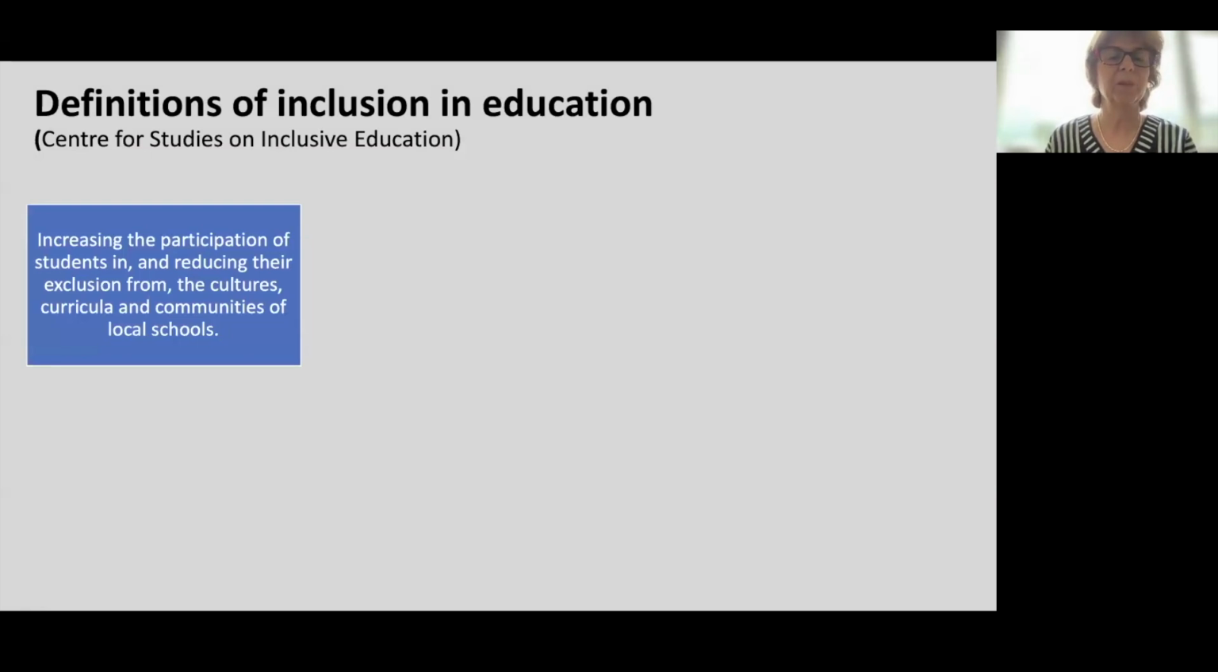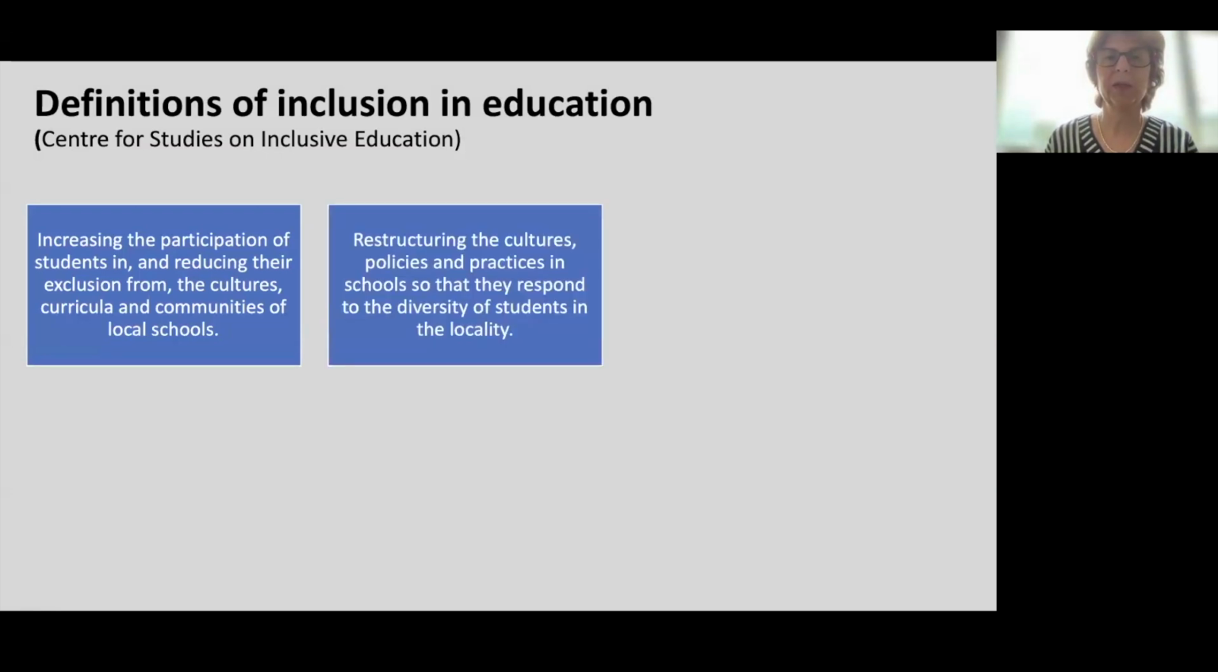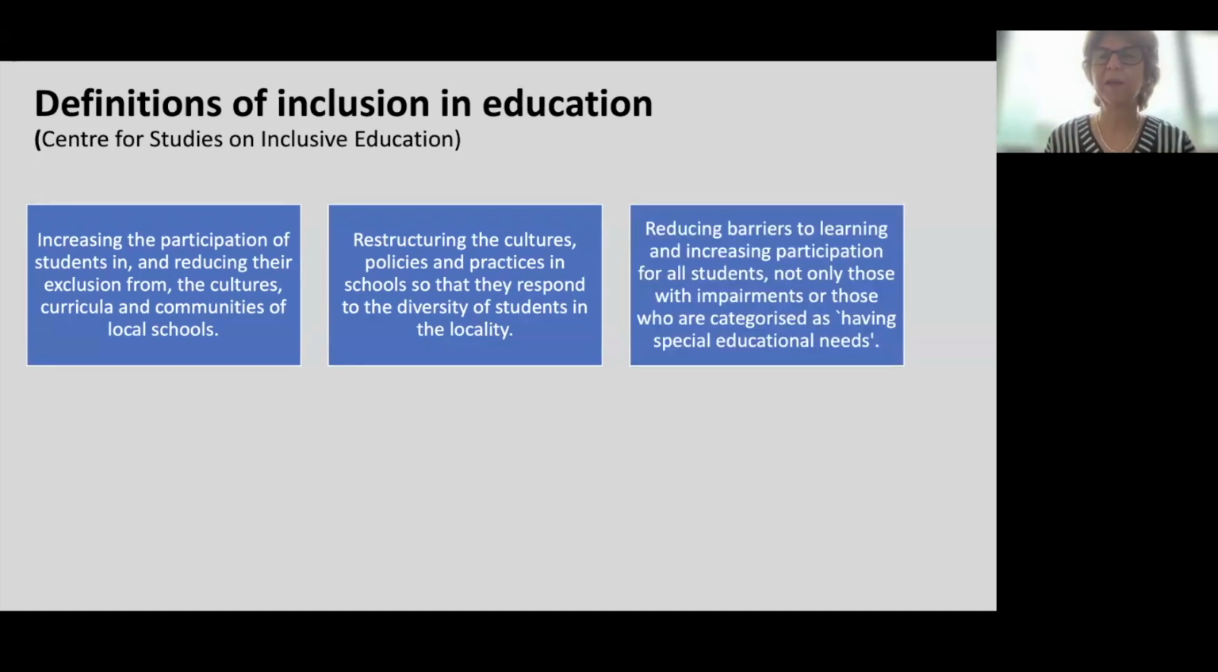So what is inclusion? Inclusion is increasing the participation of students in and reducing their exclusion from the cultures, curricula, and communities of local schools. It also means that we need to restructure the cultures, policies, and practices in schools so that they respond to the diversity of students in the locality, right? So this is general inclusion when we talk about a group of students who come to our schools, to our institutional educations. And sometimes if we provide online education, then the locality is actually global, right?